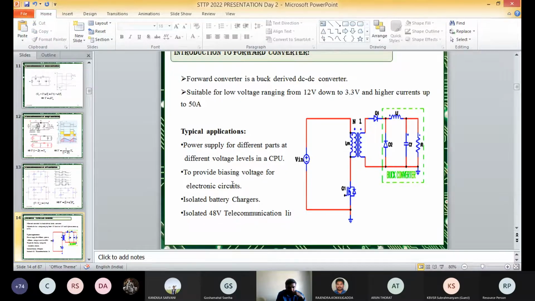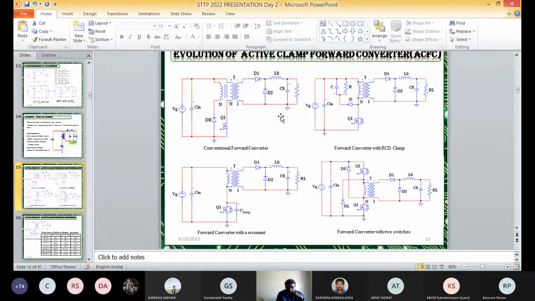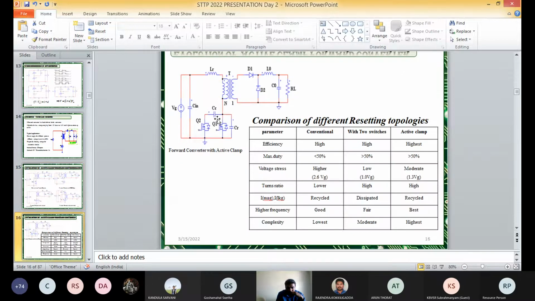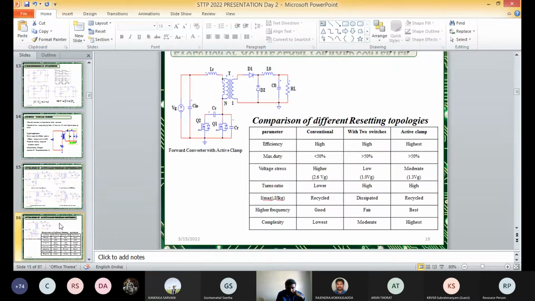For that purpose we have different types of resetting techniques. I'm not going into them. There are a lot of techniques available to reset the transformer of the buck derived forward converter. But one configuration, called the active clamp forward converter, has more advantages than the remaining configurations. That's why in today's presentation I am taking this active clamp forward converter.